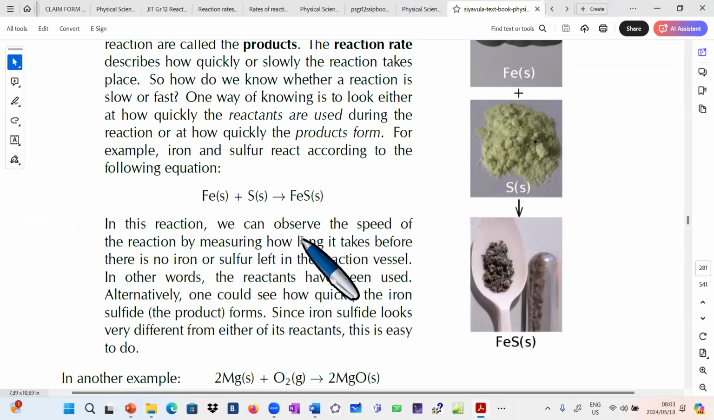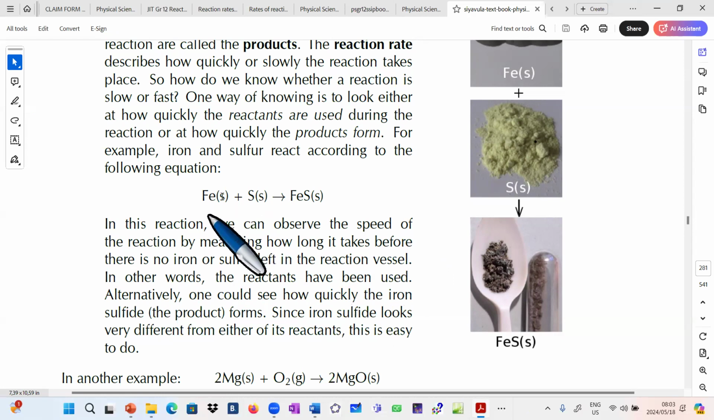So, in this reaction, first things first, we can observe the speed of the reaction by measuring how long it takes before there is no iron or sulfur left in the reaction vessel. How do you observe the speed of the reaction? We observe the speed by measuring how long it takes before there is no iron or sulfur left in the reaction vessel. In other words, the reactants have been used.